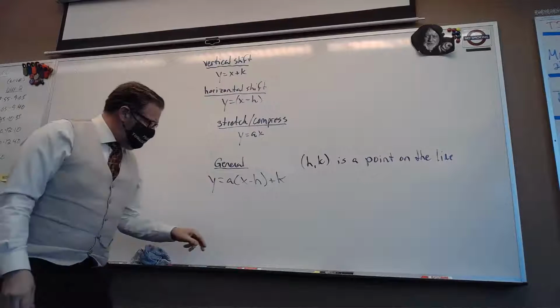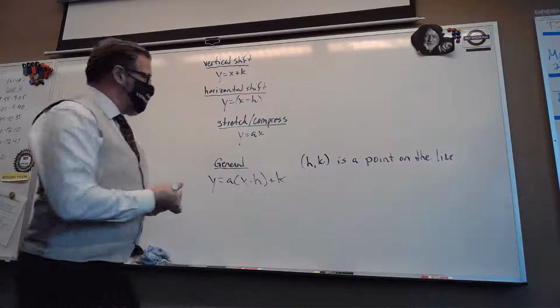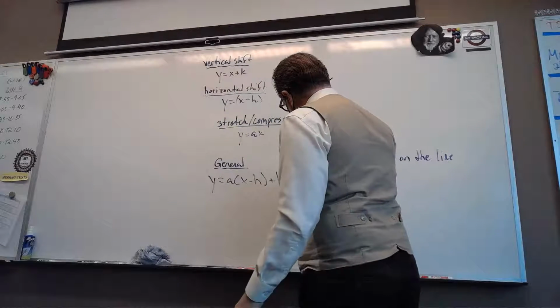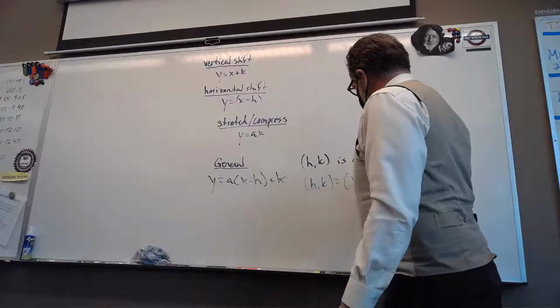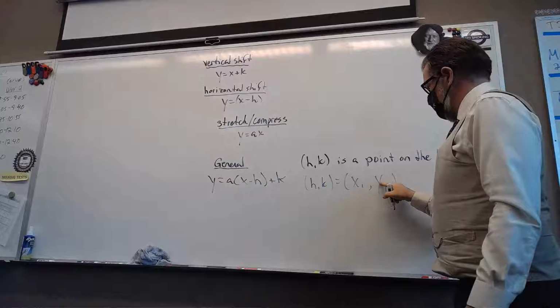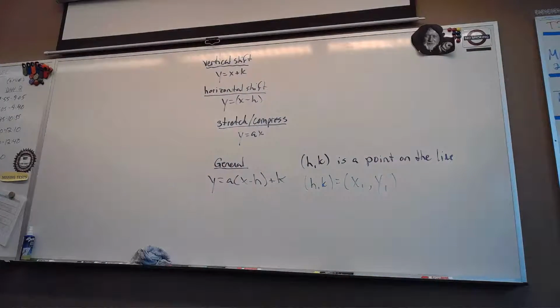Now, if h comma k is a point on the line, would it be fair for me to say that instead of h comma k, I could just write x1 comma y1? Some point on the line? Is that reasonable? I don't have to write h, k because we just picked h and k. We don't have to use them. So I'm just going to say, well, let's use x1, y1.